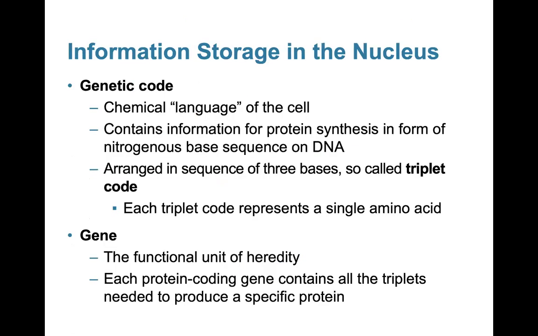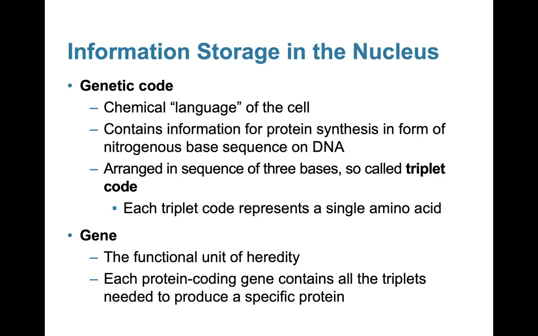Information storage in the nucleus is your genetic code, the chemical language of the cell. It contains information for protein synthesis in the form of a nitrogen-based sequence, which is what forms DNA. It is arranged in a sequence of 3 bases, or 3 letters, so-called a triplet code. Each triplet code represents a single amino acid, and amino acids are what make up proteins.